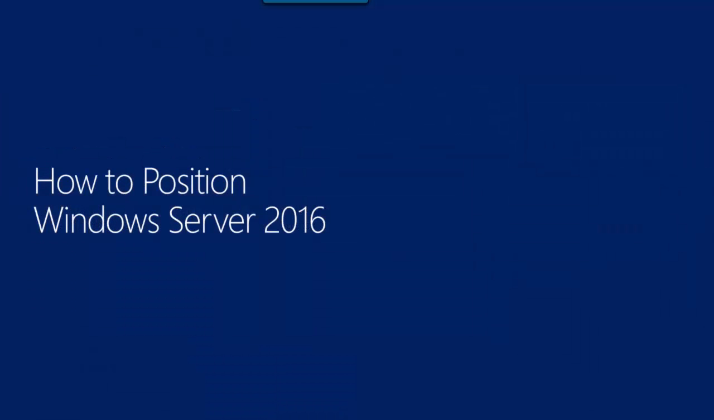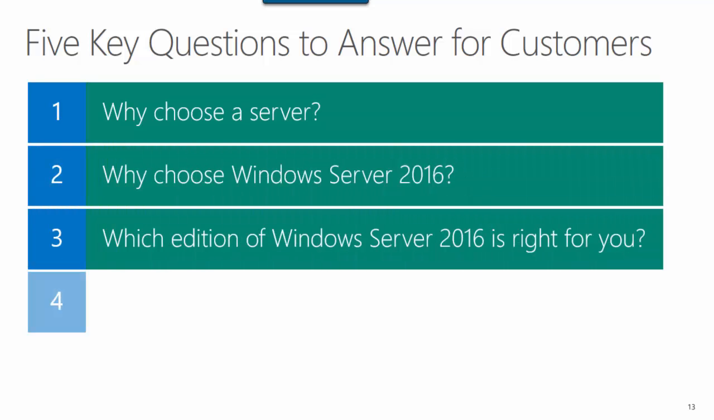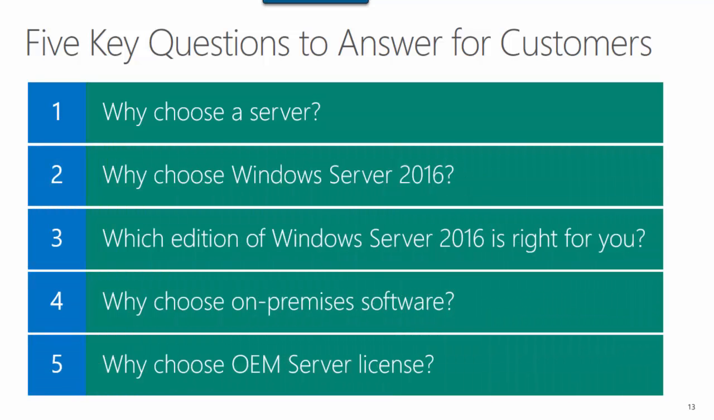So how do we position Windows Server 2016? Well, there are 5 key questions that we need to ask. So let's take a look. Why choose a server? Why choose Windows Server 2016? Which edition of Windows Server 2016 is right for you? Why choose on-premises software, and why choose OEM server licenses? So let's take a look at these.